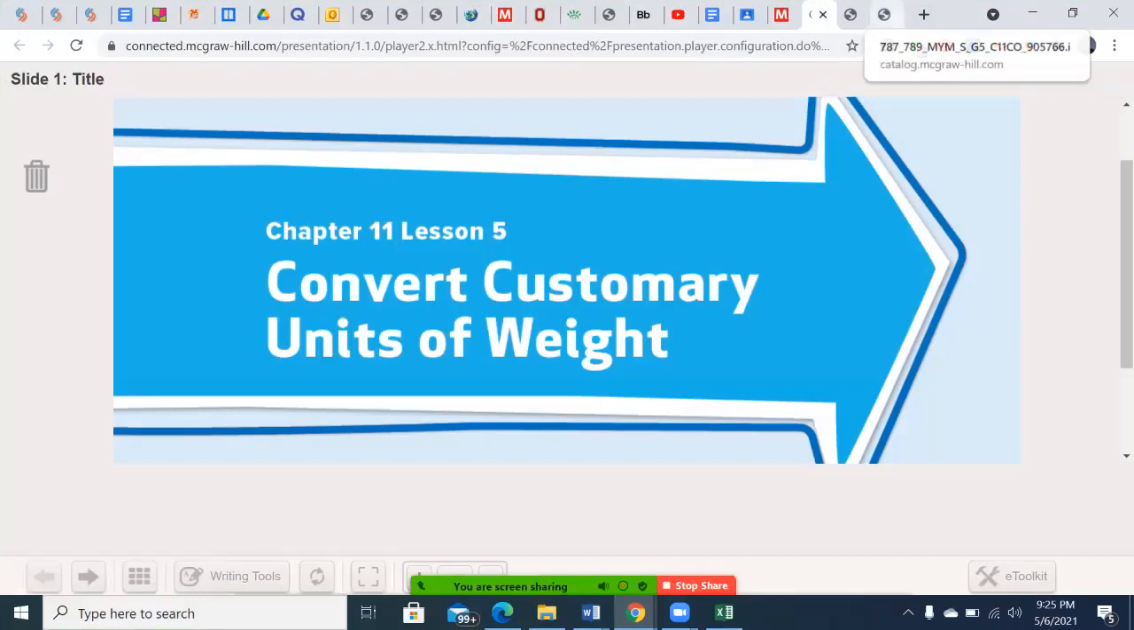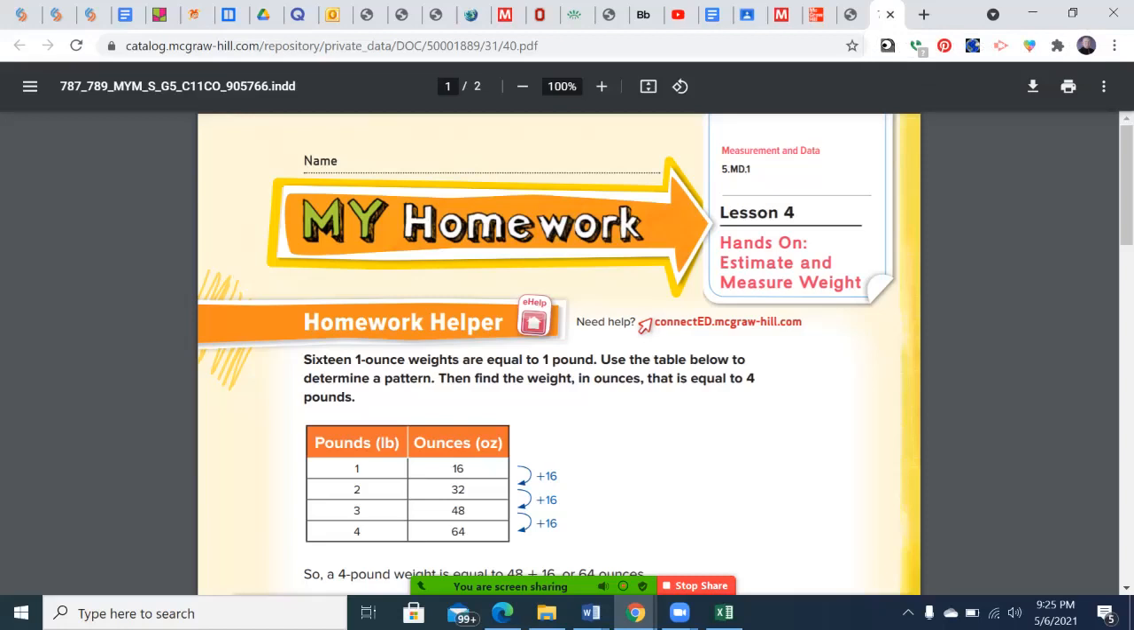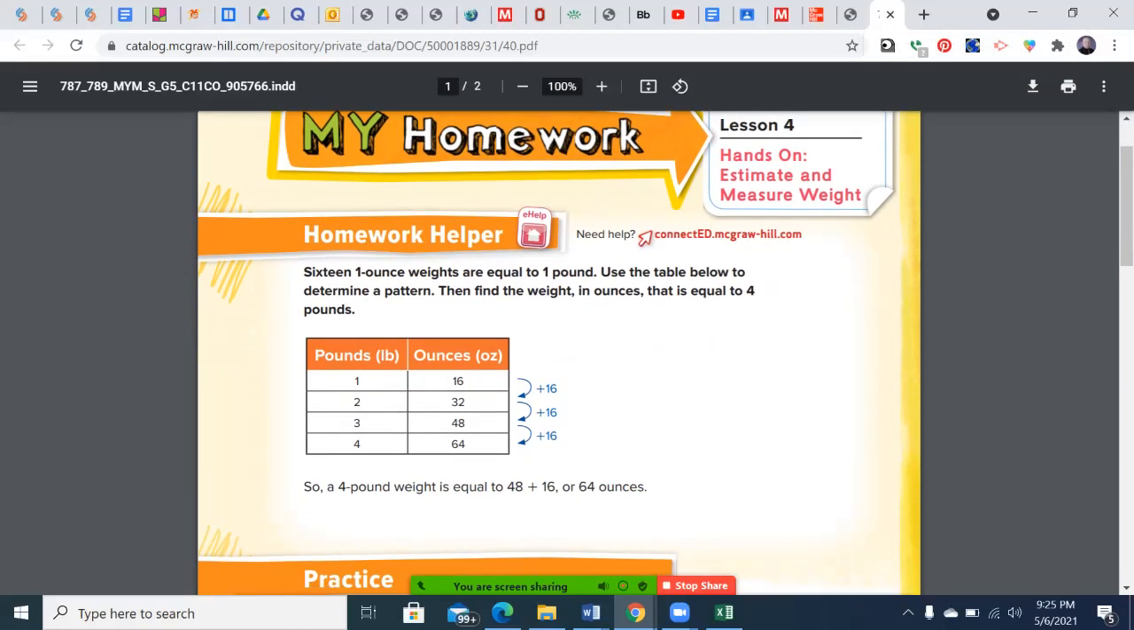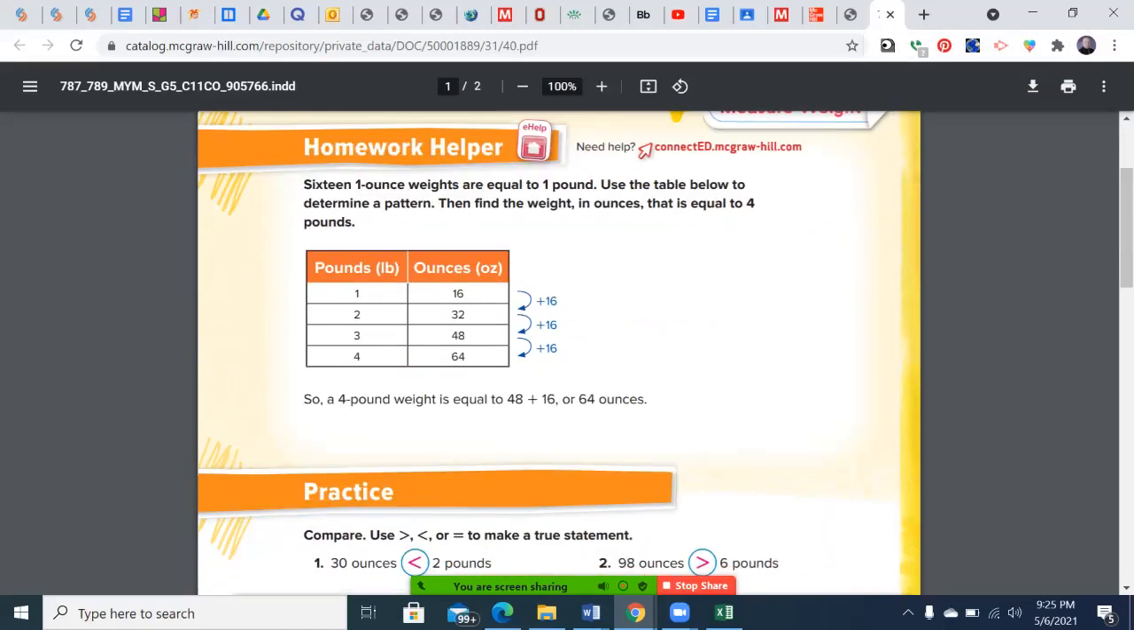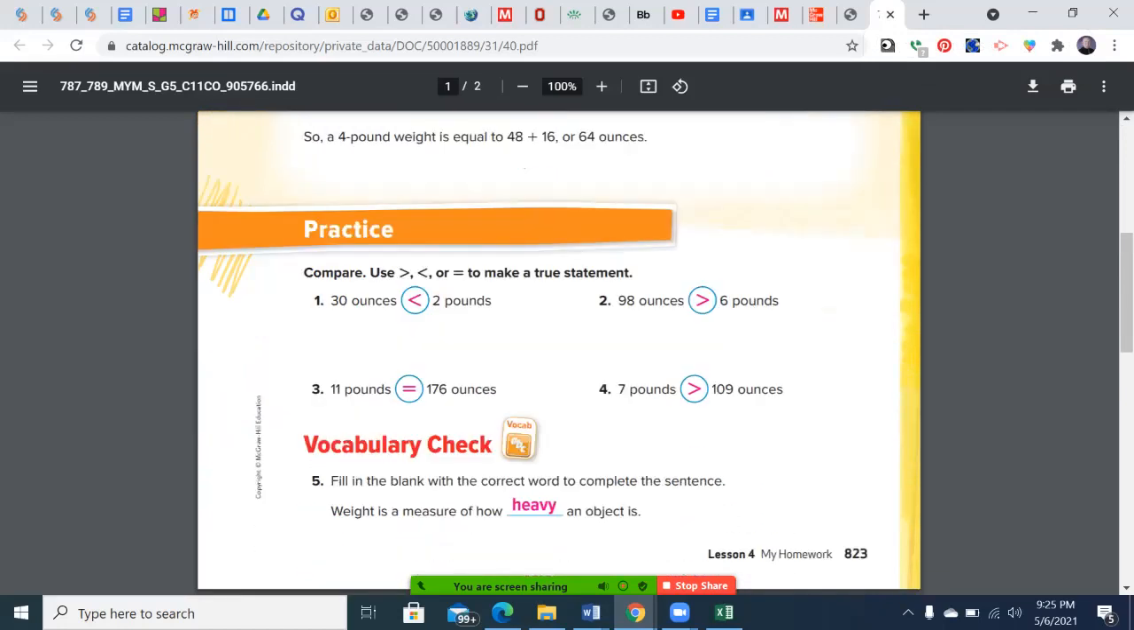Let's begin today by looking at the results of the homework from Lesson 4. You notice by looking at this that each pound was 16 ounces. So every time we move up by a pound, this moved up by 16. It's those patterns that we should be used to.